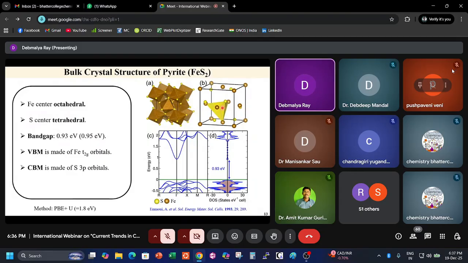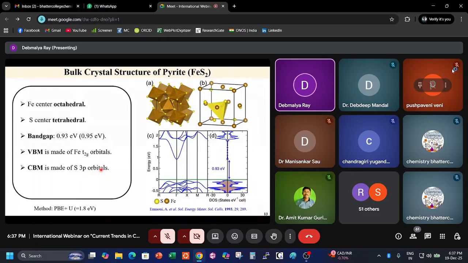Now from our computed method, we get a band gap of 0.93 eV, which is very close to the experimental band gap of 0.95 eV. We also found that it's an indirect band gap material. That means the valence band maximum is here and the conduction band minimum is at a different K point, so that's why it's an indirect band gap material. We also found that the valence band is made of iron t2g orbitals, and the conduction band is made of sulfur 3p orbitals.